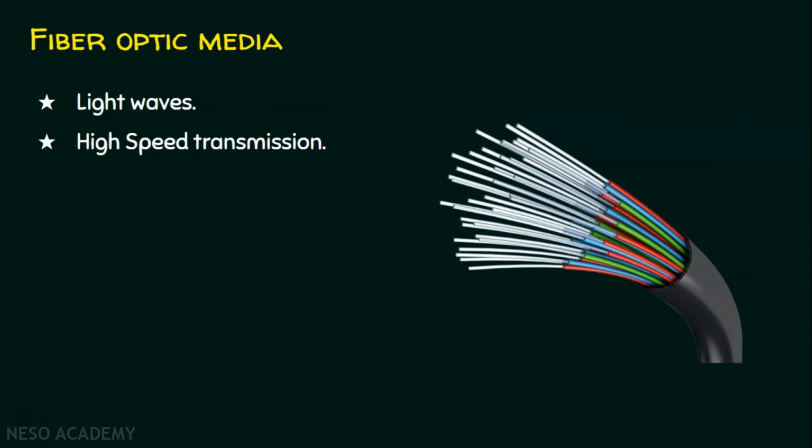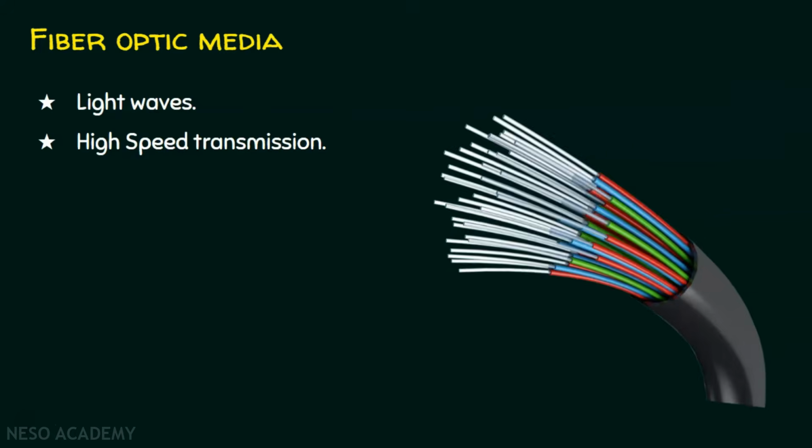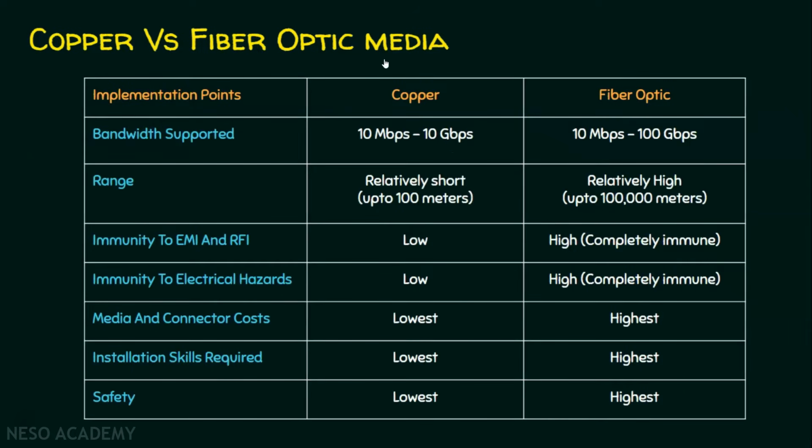It's always good to compare copper cable and fiber optic cable. Let's have that comparison now. Copper versus fiber optic media. And there are some points for comparison. The first point in the comparison is the bandwidth. Bandwidth means how much data can be transmitted.